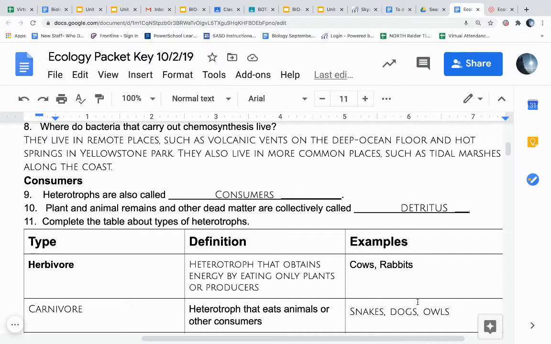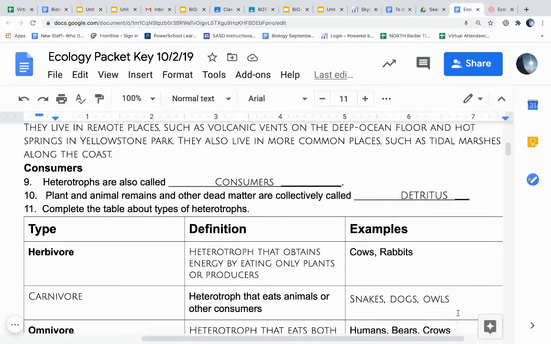Carnivore is a heterotroph that eats animals or other consumers. So you think about carnivores, like if you've seen Jurassic Park, carnivores eat meat, they would say. That means they eat other consumers or animals. So a T-Rex or a snake or a dog or an owl, say eating a mouse, would be a carnivore.